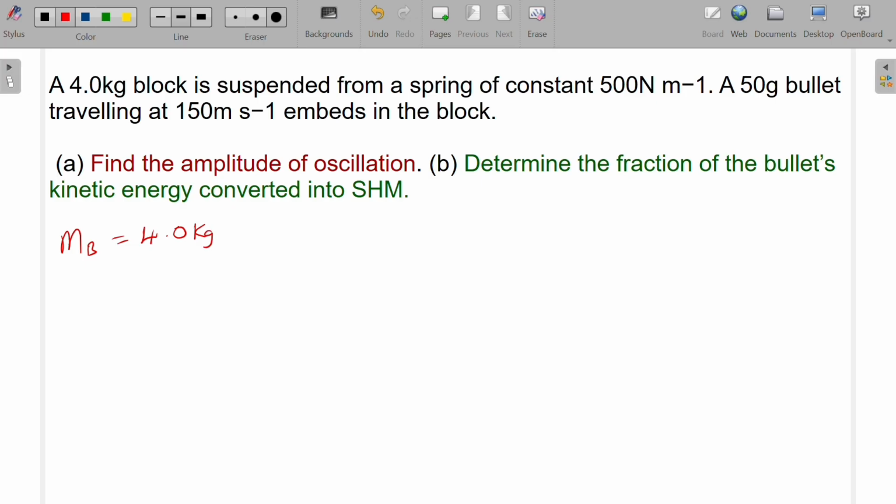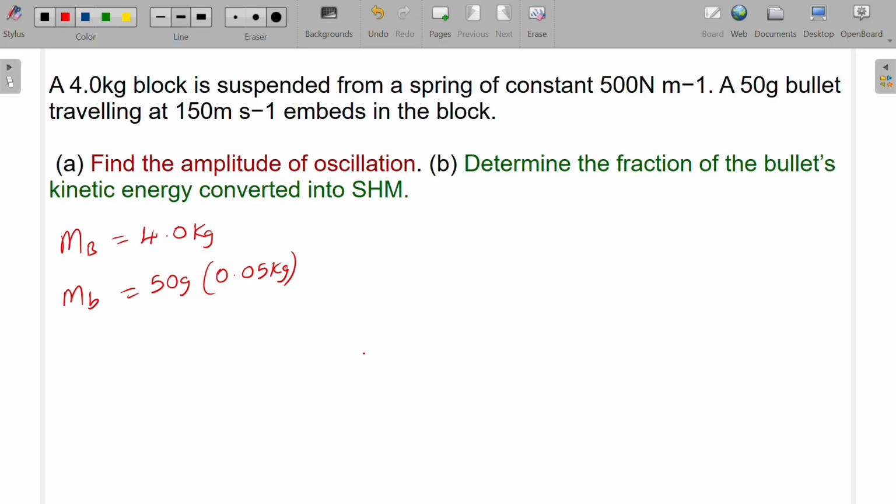Then we have a mass of the bullet. Allow me to represent that by a small letter b. So M with the small letter b is for the bullet. So we have a mass of 50 grams. But under here, we use our masses in kgs. So we're going to convert it to kgs by dividing by 1,000. This will give us 0.05 kgs.